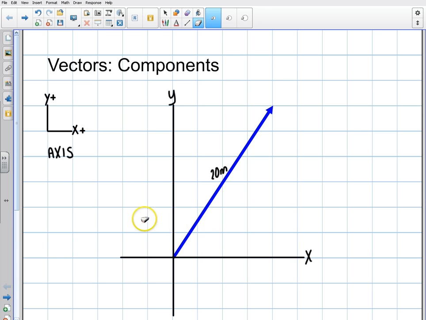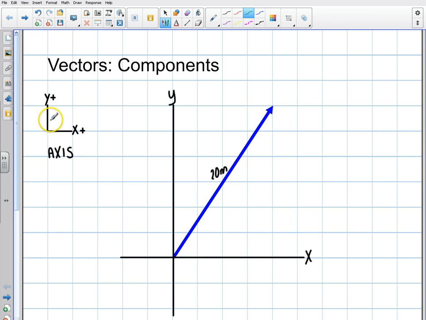So anytime we're dealing with vectors, the very first thing that you need to do is define your axis system, your coordinate axis system. If you take a look here, I have a little x and a y. I've defined that anything to the right is going to be positive in the x, and anything up is going to be positive in the y.